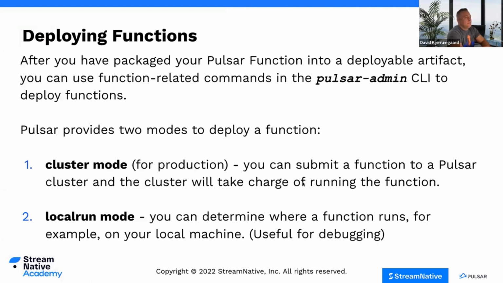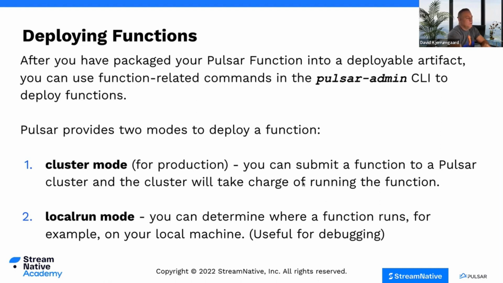So after you've packaged your Pulsar function into a deployable artifact, there's a Pulsar admin CLI tool that allows you, this is the basic way to deploy your functions, and you can deploy them in either cluster mode or local run mode. Now, cluster mode is what you do in production. You submit it up to the Pulsar function cluster, and the cluster hosts that particular Pulsar function, the execution runtime, and the Pulsar cluster is responsible for making sure it stays running, however many parallel instances you have running. If it dies, it automatically is supposed to restart it. All those different things. All the code executes up in your cloud instance wherever your Pulsar cluster is running.